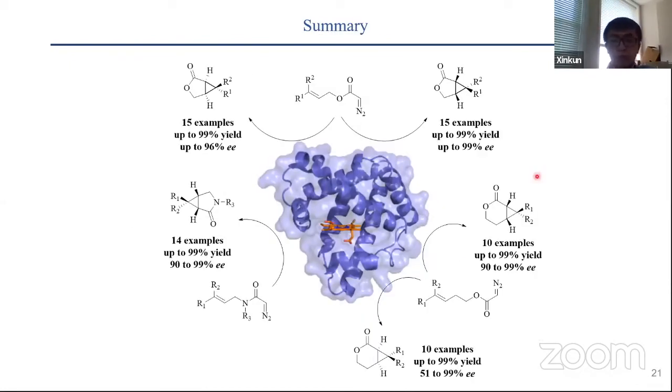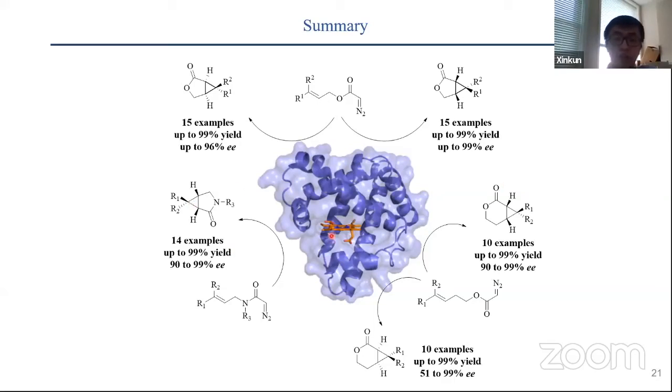So to conclude my presentation for today, stereoselective intramolecular cyclopropanations were achieved by tailoring myoglobin carbene transferases. These methodologies could offer new routes for the asymmetric construction of cyclopropane fused ring systems, including gamma lactones, delta lactones, and gamma lactams. We also learned that myoglobin is a remarkably versatile carbene transferase that can be trained for both inter and intramolecular cyclopropanation reactions.